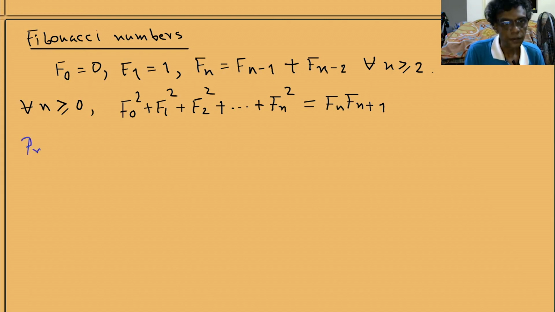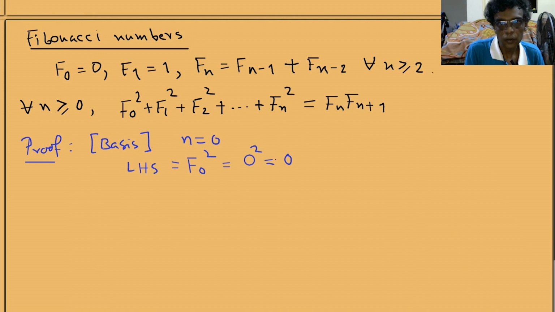Again, fairly straightforward, this proof. First the basis case. Take n equal to 0. Then LHS is F0 squared, 0 squared, which is 0. And RHS is F0 times F1, which is 0 times 1, which is 0. So equality holds.